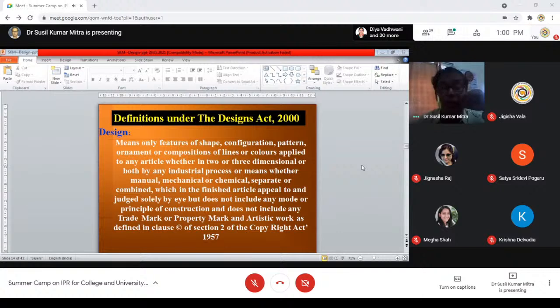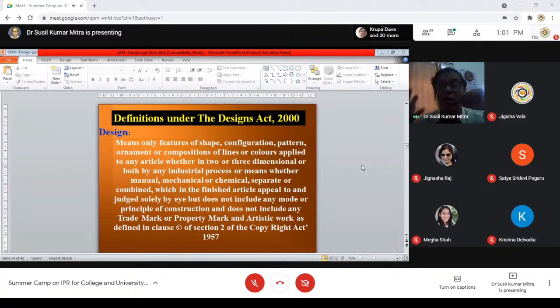But it does not include any mode or principle of construction, because that goes to the functional part, and for that it can be covered only under patent. So the mode or principle of construction cannot be covered under design. It does not include any trademark or property mark. What is a property mark? Property mark means the Indian Railway, Indian Airlines, all the property marks. So the property mark should not be registered under design, and also artistic work which is defined under Section 2 of the Copyright Act. So these are excluded from design registration.